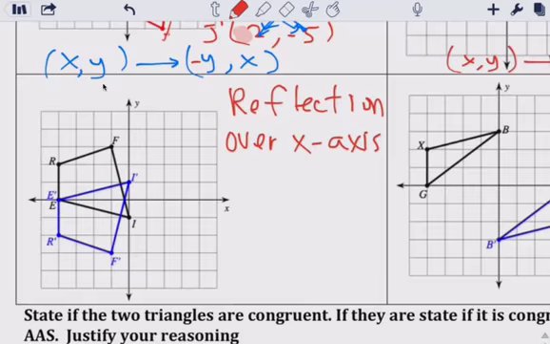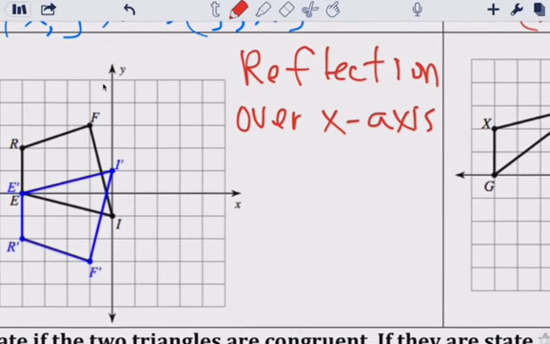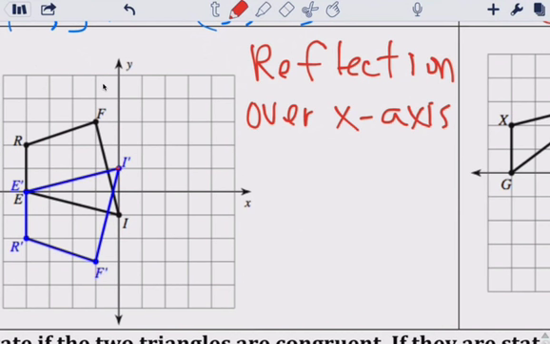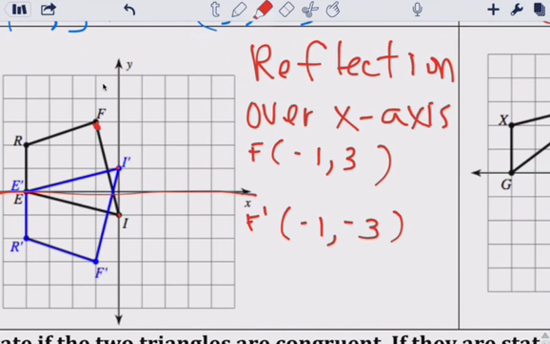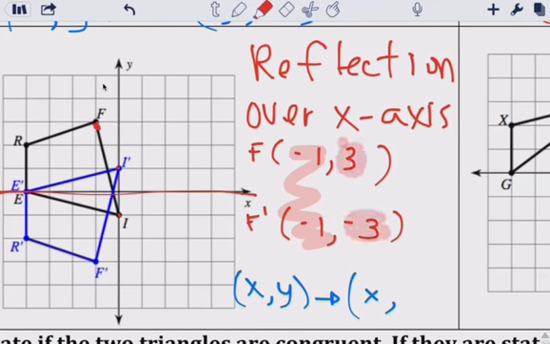Alright, and what are my rules? Let's choose a point. Zeros is harder to see, so don't choose that. We'll do f. F is -1, 3. Here's 0 line. And then f prime becomes -1, -3. So as you can see, the x stayed the same. So here's our rule. X comma y changes to our rule. X stayed the same. Y just becomes 3 and becomes its opposite, -3. So y became its opposite.